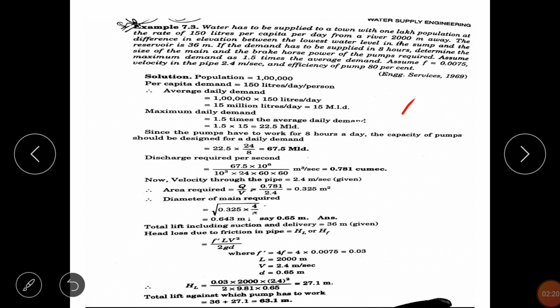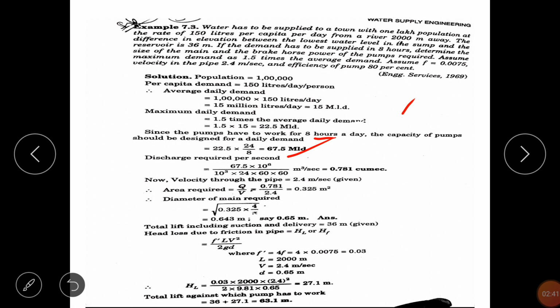We need to supply the water for 8 hours, right? So for that, the supply is 22.5 into 24, since in 24 hours we supply only 8 hours. That is 67.5 MLD.